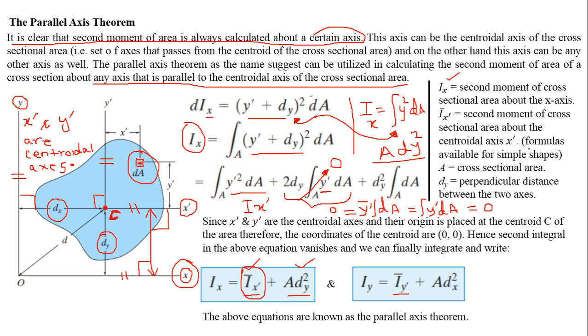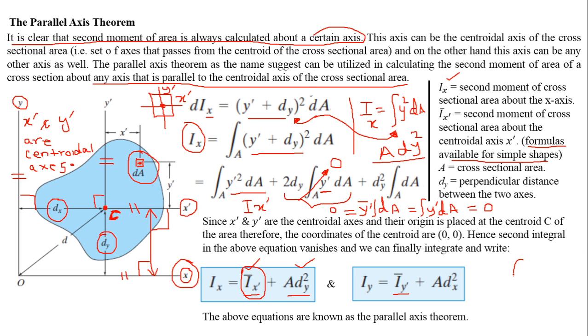And luckily, we have formulas available for simple shapes. So for example, if this cross section is a simple shape, for example a square or a rectangle like this, then you have a formula available for second moment of area about the centroidal axis x dash or y dash. So you have a formula available.